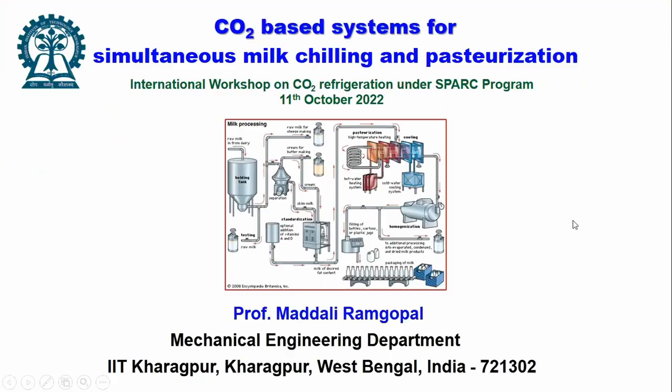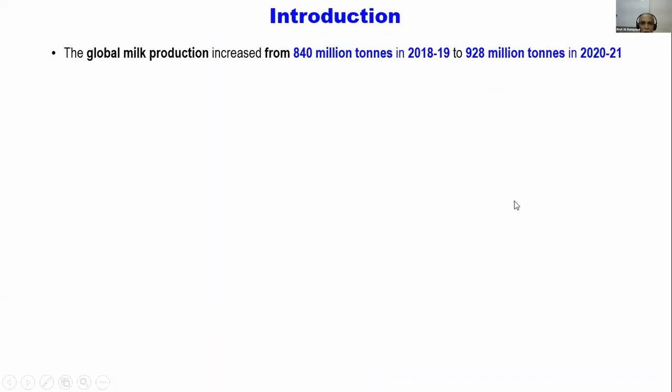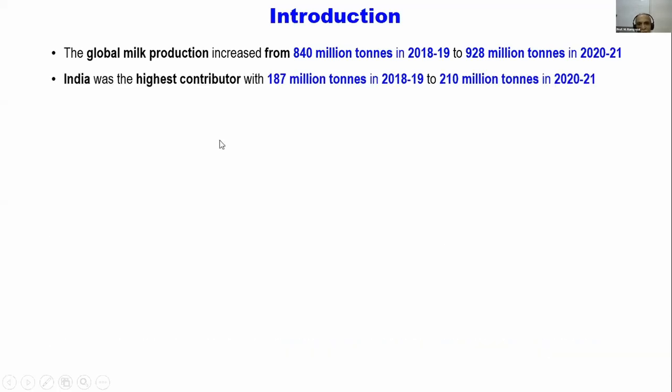Good evening, everybody, and I'll be discussing one or two CO2-based systems which we have tried for simultaneous milk chilling and pasteurization. Just a brief introduction to the importance of the dairy industry and of having energy efficient systems for milk pasteurization. Global milk production is increasing from year to year. It was around 840 million tons in 2018-19, and 928 million tons in 2020-21. Interestingly, India is the highest contributor, with almost 23 to 24% of the total global production.